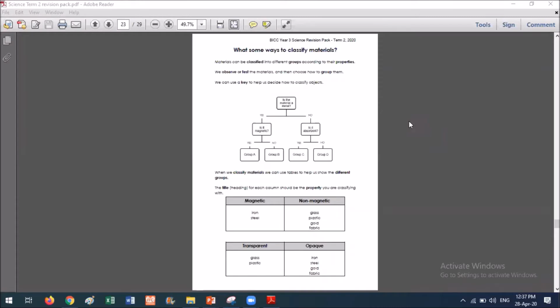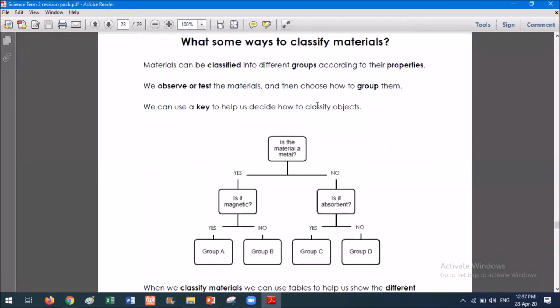So hello year 3. Today we're going to do for science ways of classifying materials. Materials can be classified into different groups according to their properties. So when we classify, we put them into different groups. We can observe or test these materials. We can look at them or we can test them, and then we can choose how to group them.